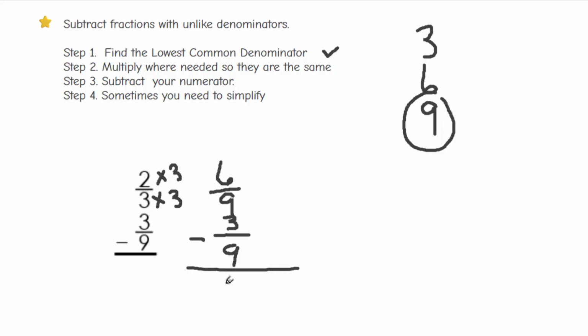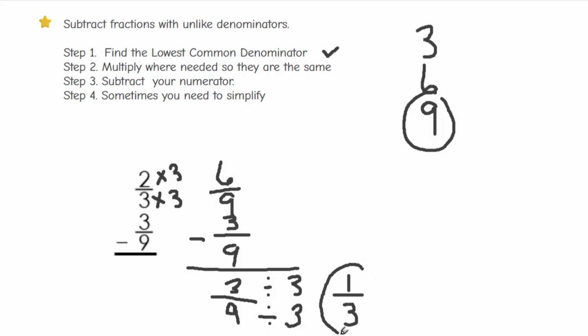6 minus 3 is 3. My denominator just comes down. Again, I see that they're both a 3 and a 9. I know 3 will divide into 9 and 3 will divide into 3, right? So I'm going to divide each of these by 3 just to simplify, to get a fraction with a smaller number, but with equal value, okay? 1/3 has the same value as 3/9.